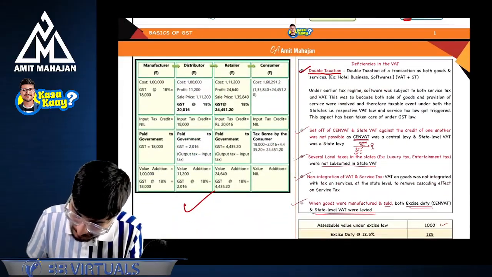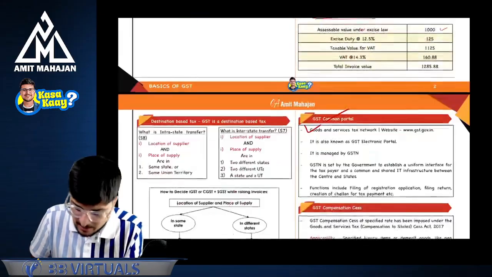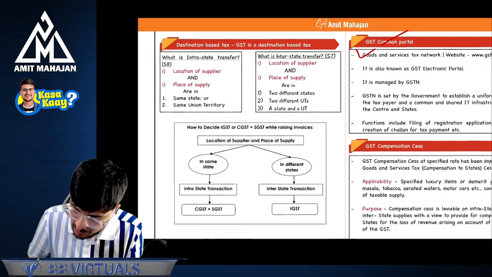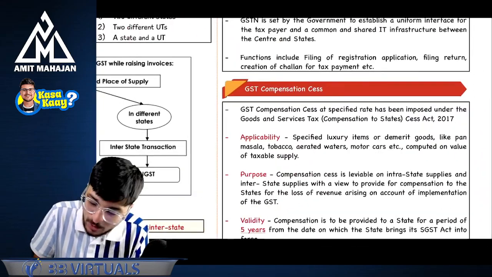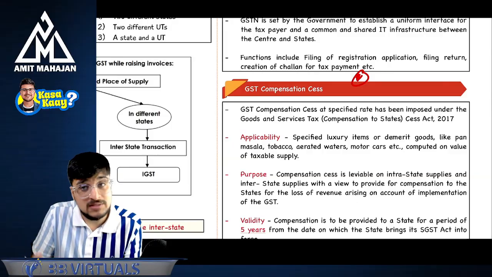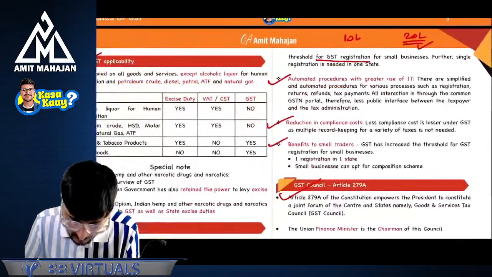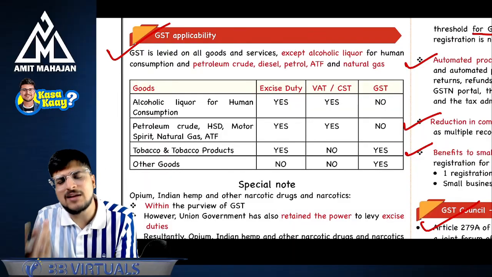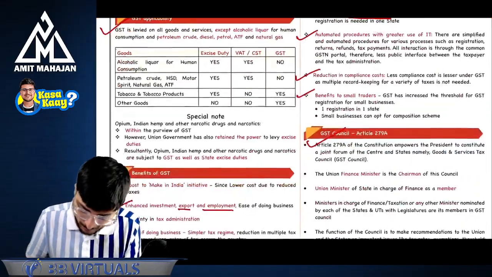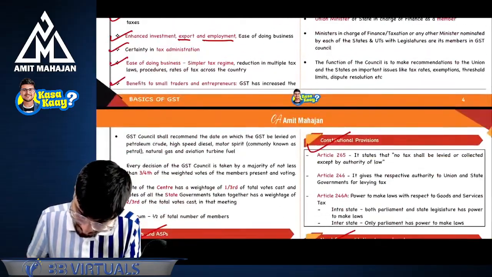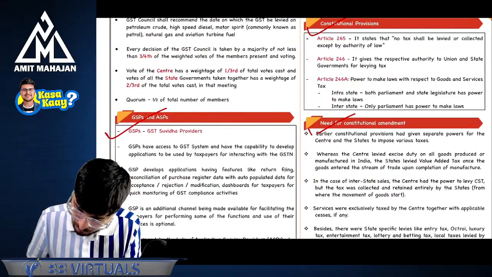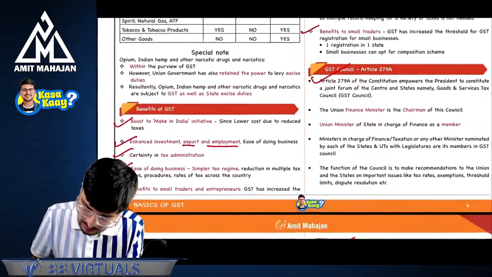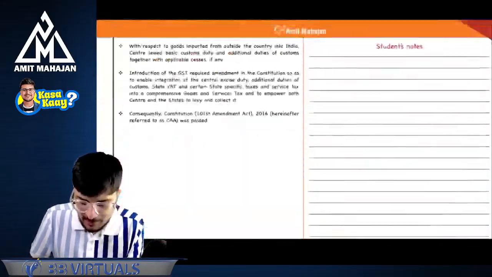Then, deficiencies in VAT, you can just read it once. Destination based tax, what is interstate, intrastate, you know this now. GST compensation cess, read this just to understand what it is, because it is important. Then GST applicability, on alcohol, what kind of tax is applicable? If it comes for MCQs, you should know. Then the need for constitutional amendment, you can just read once. That's it. Everything else you know.